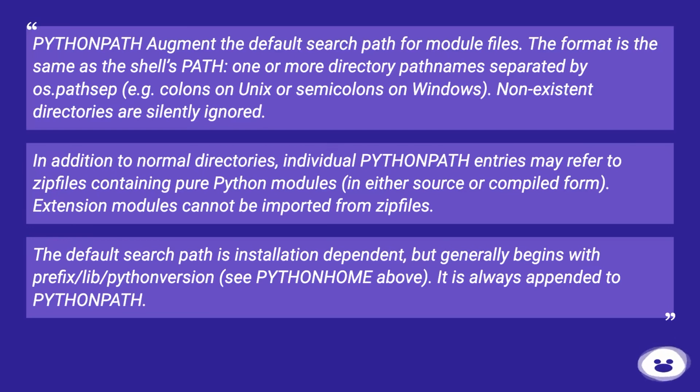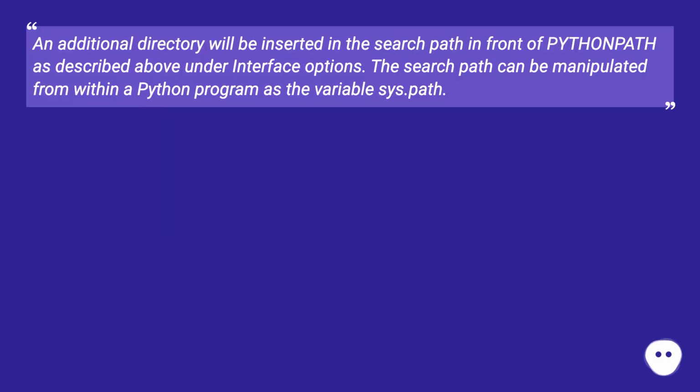In addition to normal directories, individual PYTHONPATH entries may refer to zip files containing pure Python modules, in either source or compiled form. Extension modules cannot be imported from zip files. The default search path is installation dependent, but generally begins with prefix/lib/pythonversion, see PYTHONHOME above. It is always appended to PYTHONPATH. An additional directory will be inserted in the search path in front of PYTHONPATH as described above under Interface options. The search path can be manipulated from within a Python program as the variable sys.path.